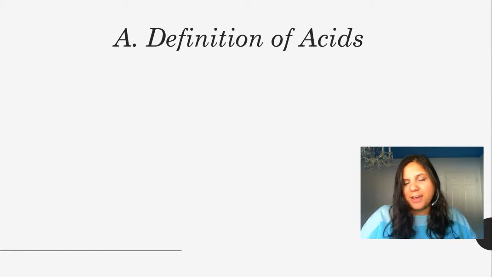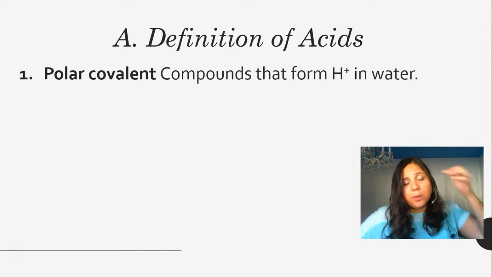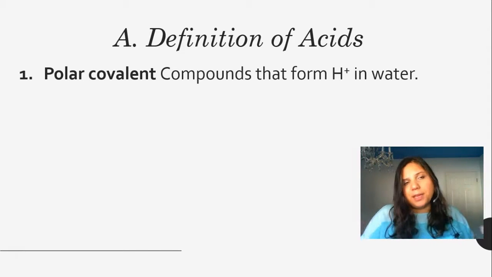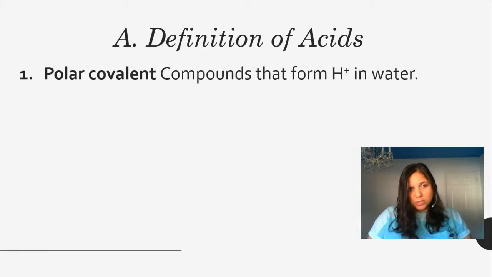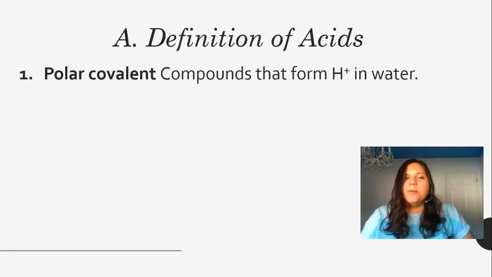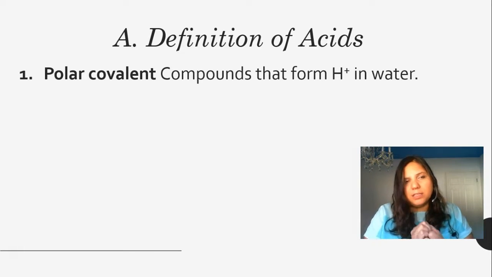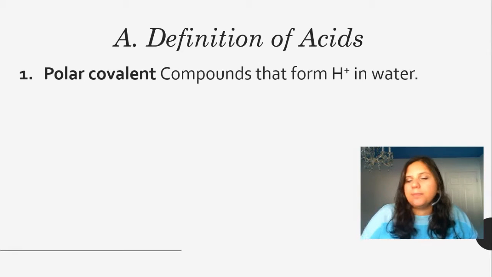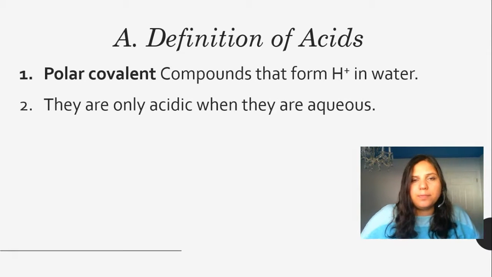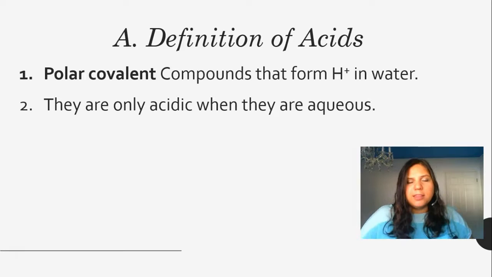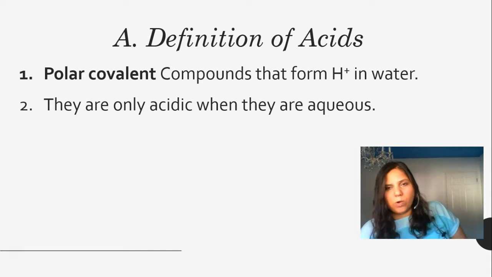Okay, so let's define an acid. An acid is a polar covalent compound. Remember that covalent compounds share electrons, but polar covalent compounds do that not so evenly. One atom holds on to the electrons more than the other in a polar covalent bond. These are things that are acidic when you put them in water. So it says when aqueous.